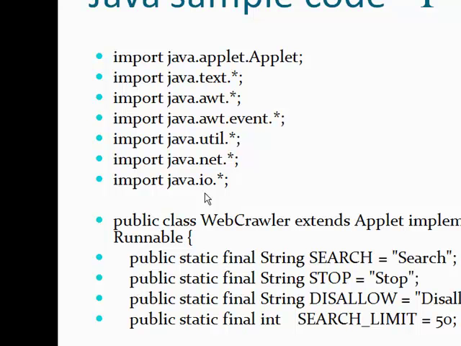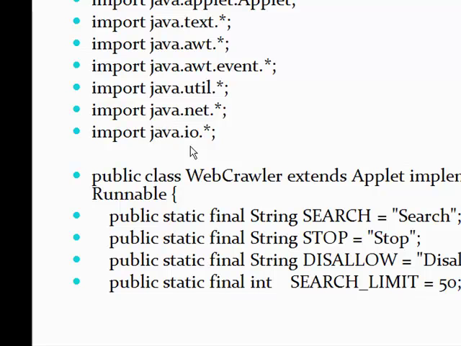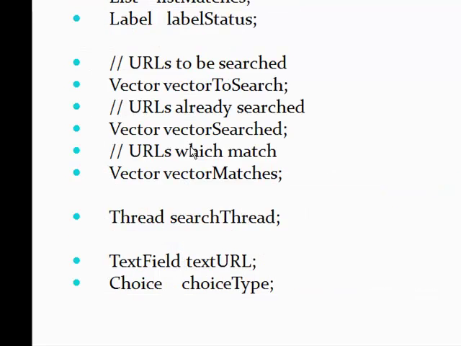Here we define public static final strings, SEARCH assigned to the search string, STOP assigned to the stop string, and here's the search limit, which we restricted to 50. Using the final keyword in a child process does not allow changing the value. We define the panel here and a list, again a label, the URLs to be searched, a vector to search, the search thread, some text fields, and choices.